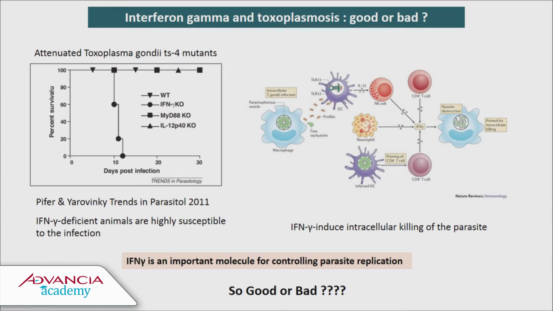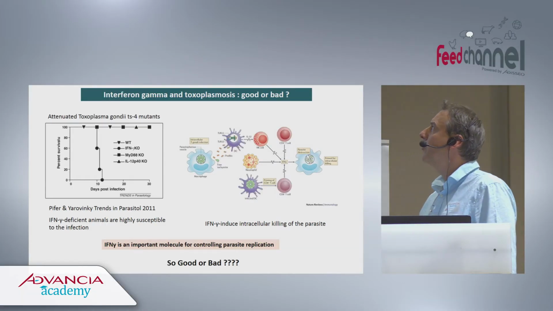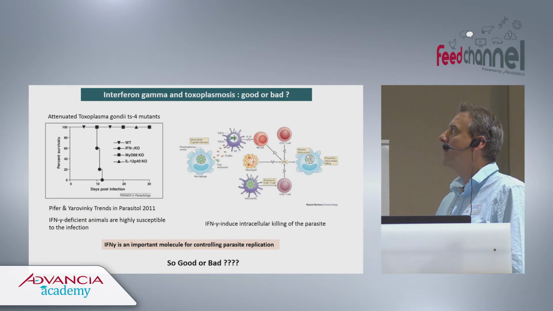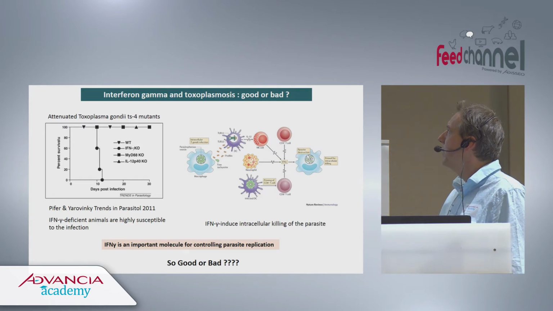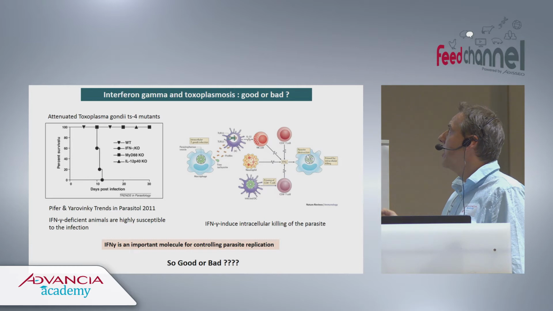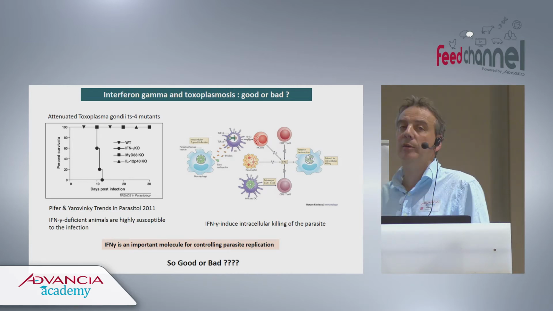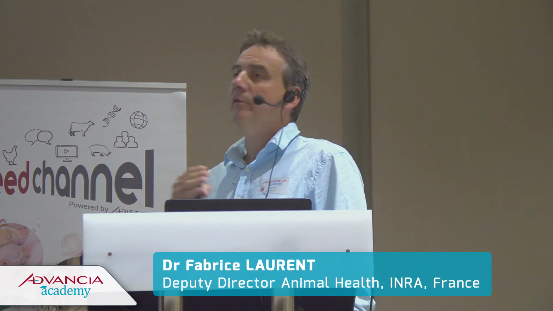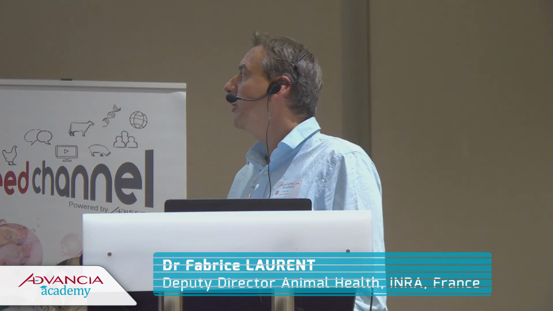But if you go back in the literature and you see how many papers are published showing that, for example, with attenuated strain of Toxoplasma gondii, if you use mice that do not produce interferon gamma, they will die quickly. And if you look at the mechanism, usually all this interferon gamma produced by various immune cells controls the parasite especially in macrophages, but in different cells. So you can see that every molecule, depending on the condition, could be beneficial or detrimental for immune responses.